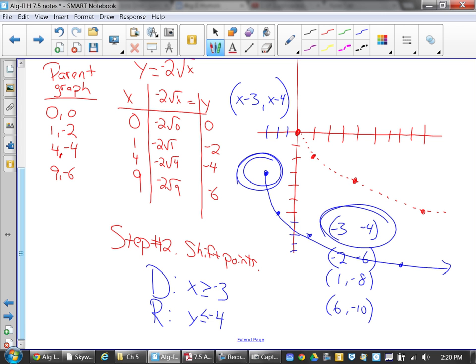It's just a matter of looking at the curve, whether x is greater than or x is less than, or y is greater than or y is less than, depending on the direction. Right? So it's not that bad, is it?